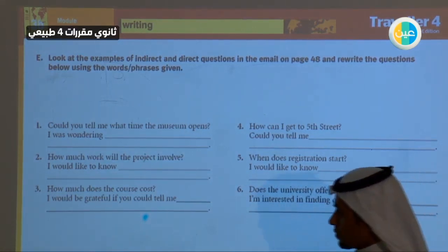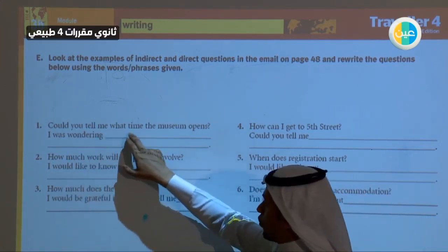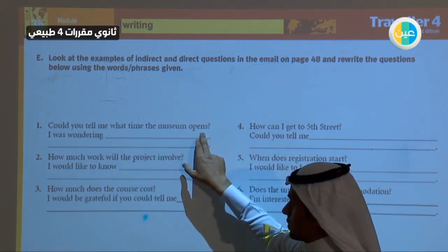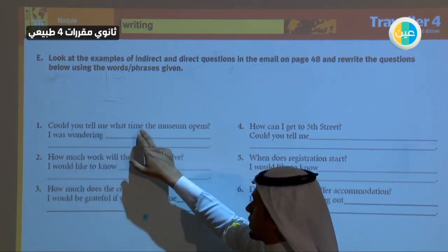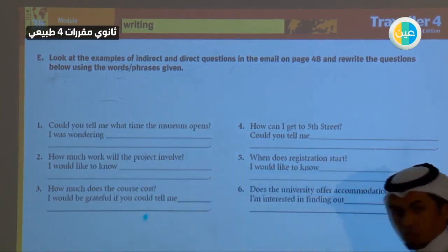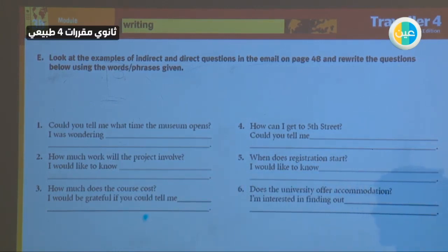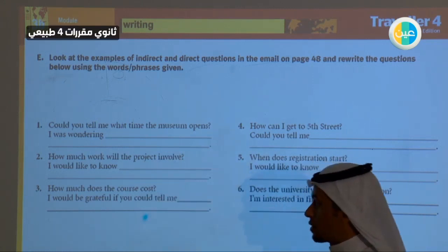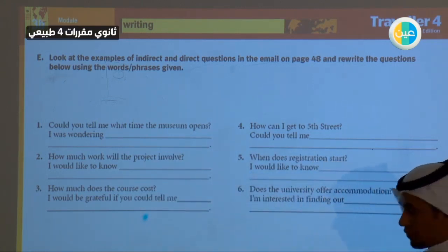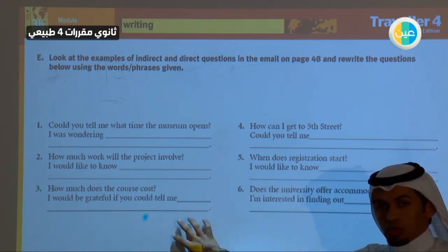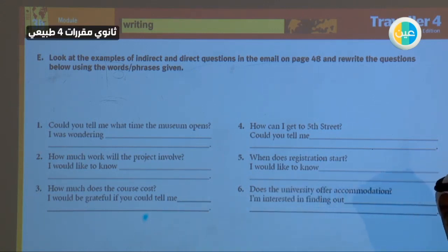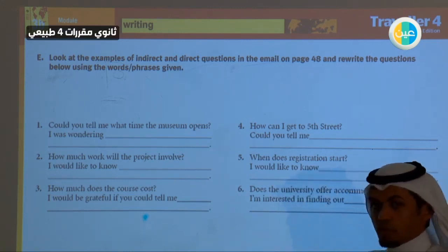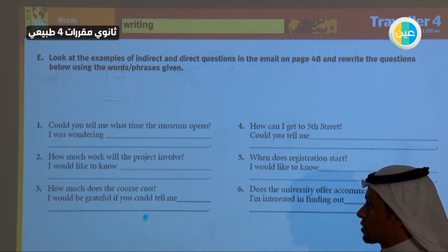Number 1, could you tell me what time the museum opens? So this is a direct question, and now we want to write the same question but as an indirect question. And by the way, this grammar rule you can find in Traveler 1, grammar 3, Unit 3, if you want to go back and check it before you answer this question.